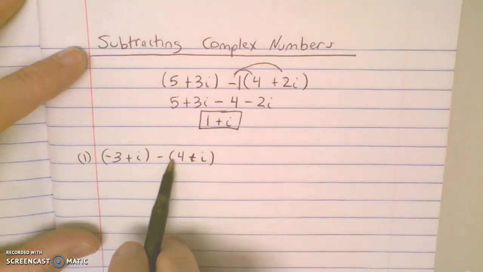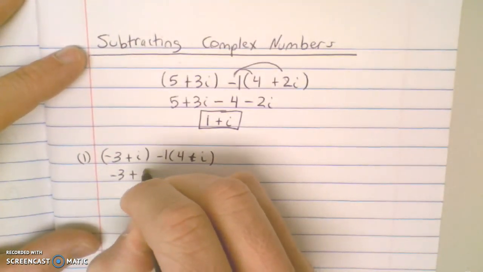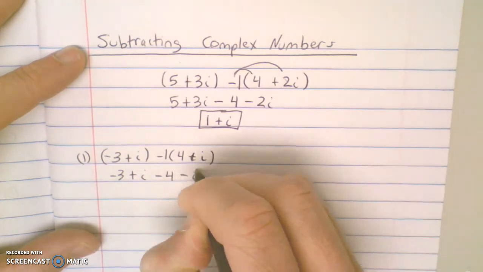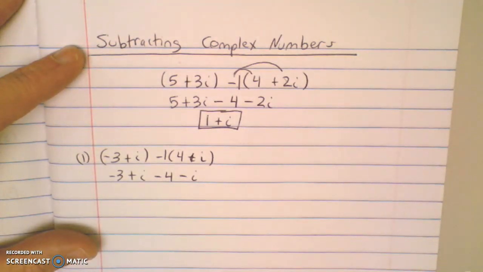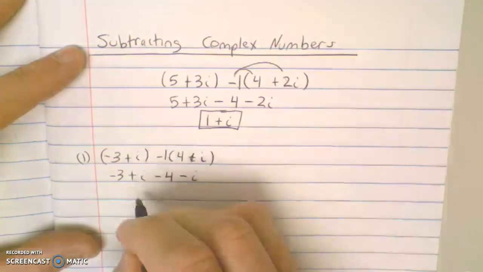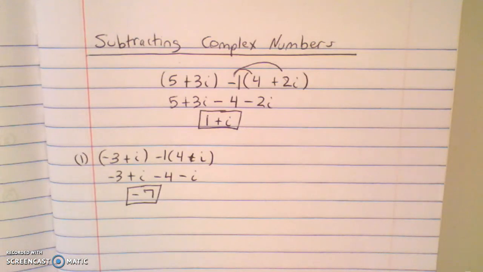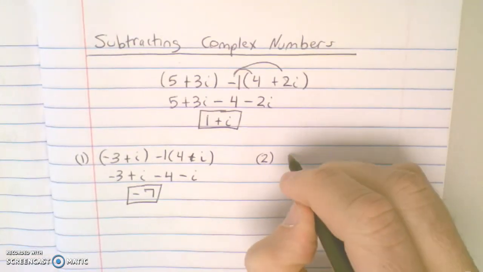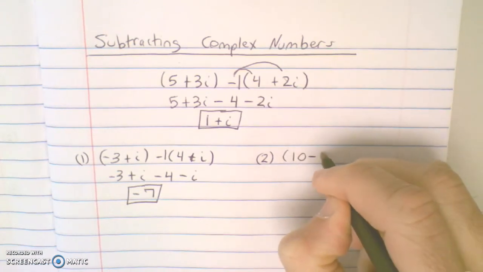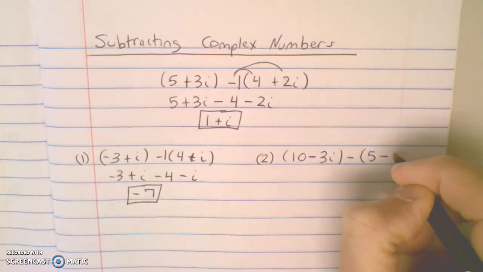So again, I'm going to rewrite it without the parentheses. I'm going to distribute that -1. So it's -3 plus i minus 4 minus i, because I have to distribute -1 to each of these things. That's a common mistake people will make. So -3 minus 4 is -7. And then I take away i, which is 0, so I can just write down the -7. Try one more example. We have 10 minus 3i minus 5 minus 2i.